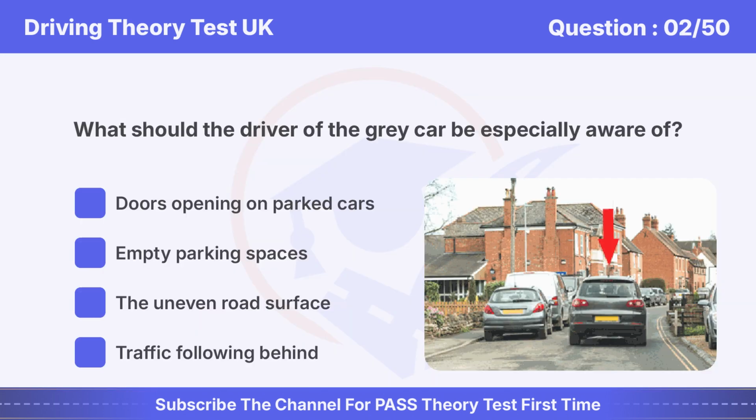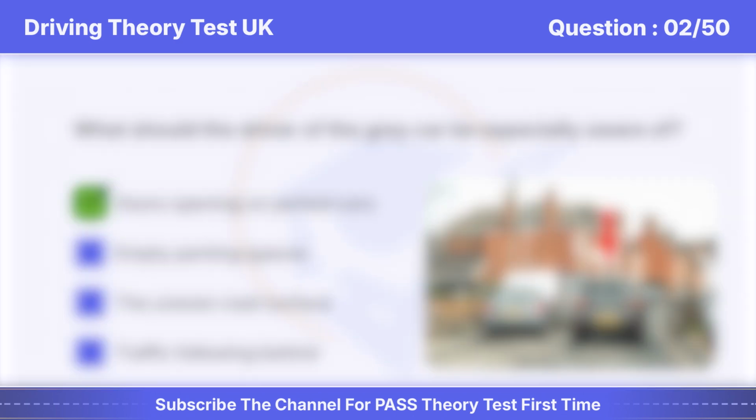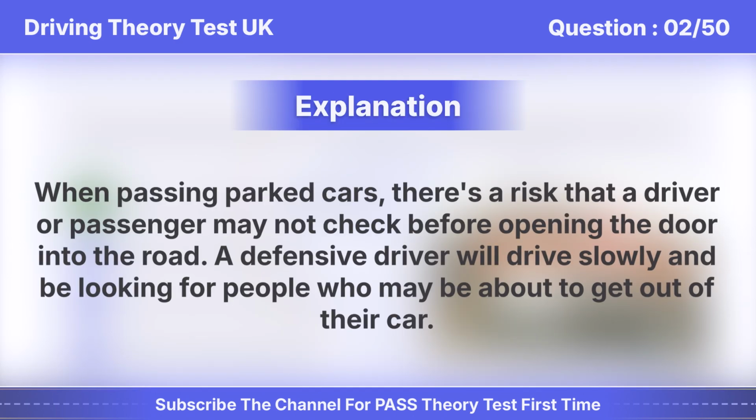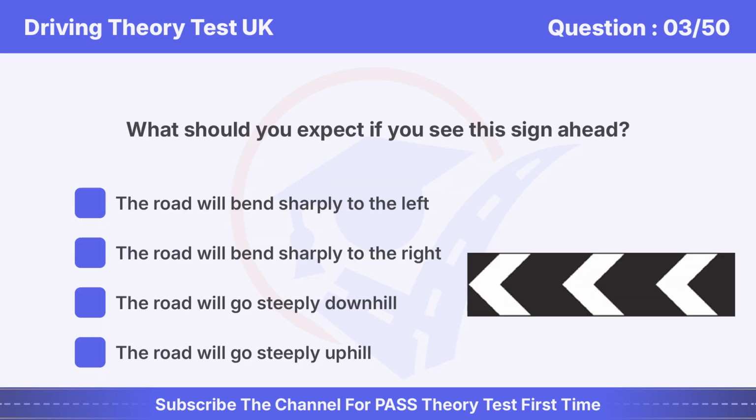Question 2. What should the driver of the gray car be especially aware of? Answer is A. Doors opening on parked cars. When passing parked cars, there's a risk that a driver or passenger may not check before opening the door into the road. A defensive driver will drive slowly and be looking for people who may be about to get out of their car.